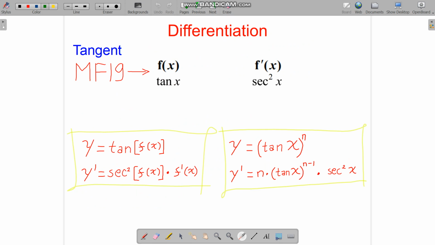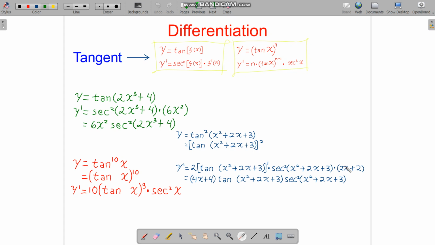Tangent becomes secant squared, so tangent f of x becomes secant squared f of x times the derivative, and tangent x to the power of n, times the new power is n minus 1, times the derivative of tangent, which is secant squared. For example, tangent 2x cubed plus 4, the y prime is secant squared 2x cubed plus 4 times the derivative of 2x cubed plus 4, which is 6x squared.